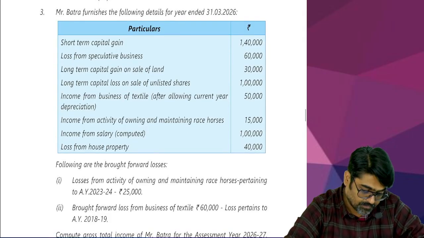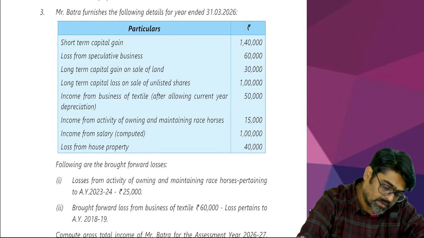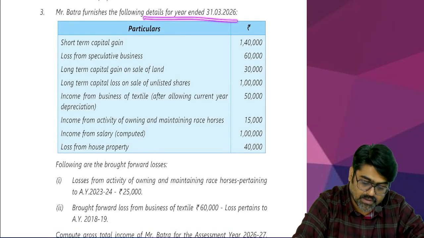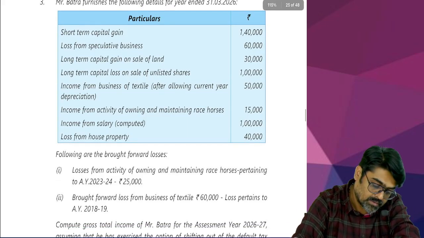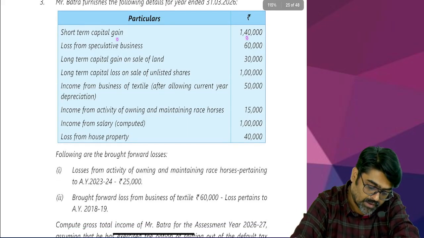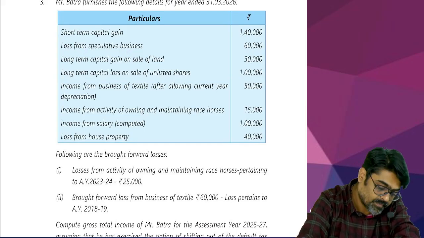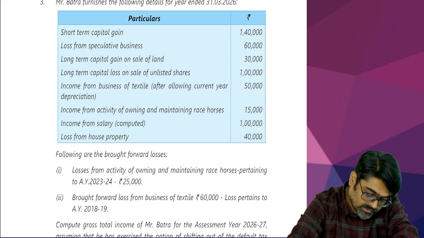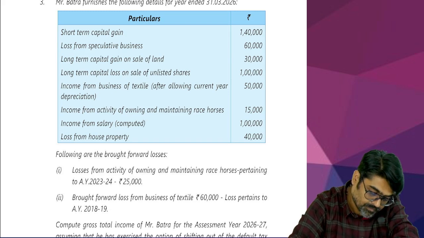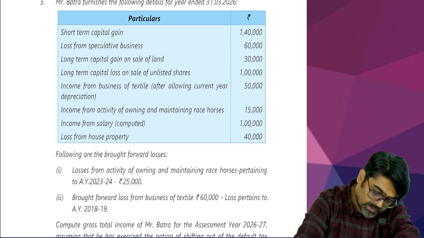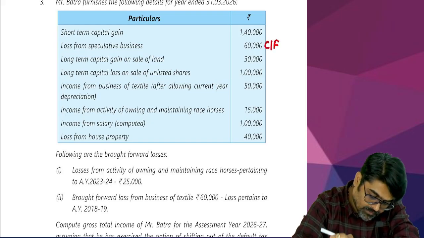Next question, come on. Mr. Batra furnishes the following details for the year ended 31st March 2026. Short-term capital gain 1,40,000. Loss from speculative business can be set off only against speculative business income. Do you have any speculative business income? Please check. So will it be set off? So it will be directly carried forward.